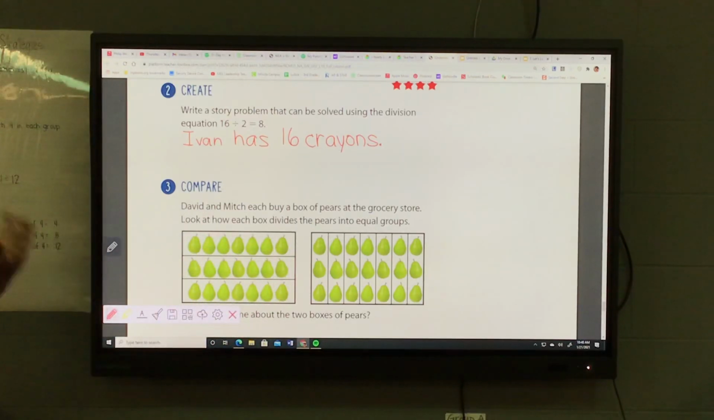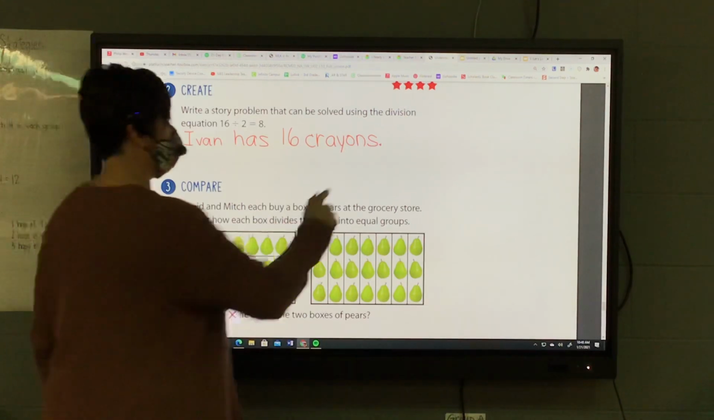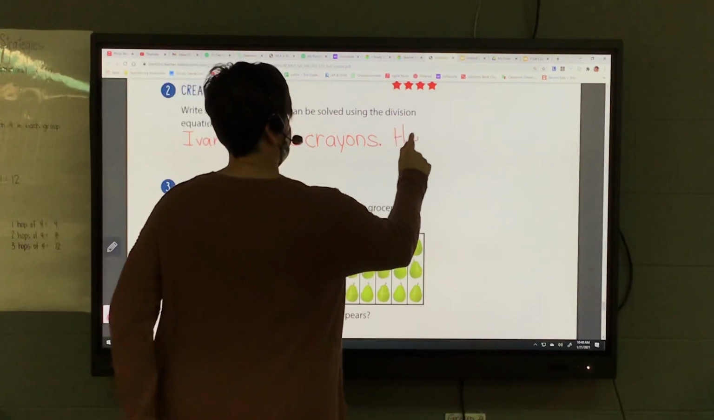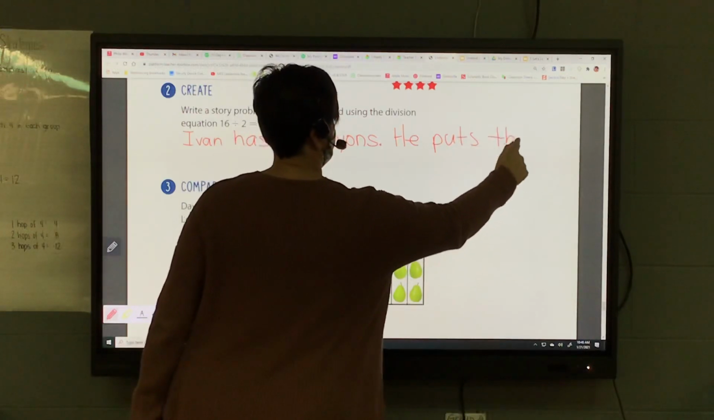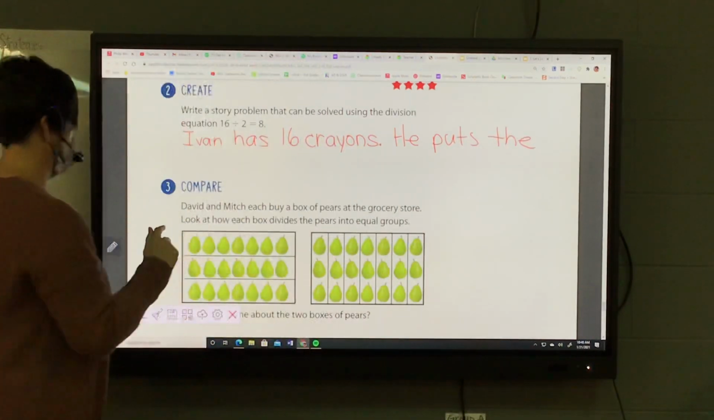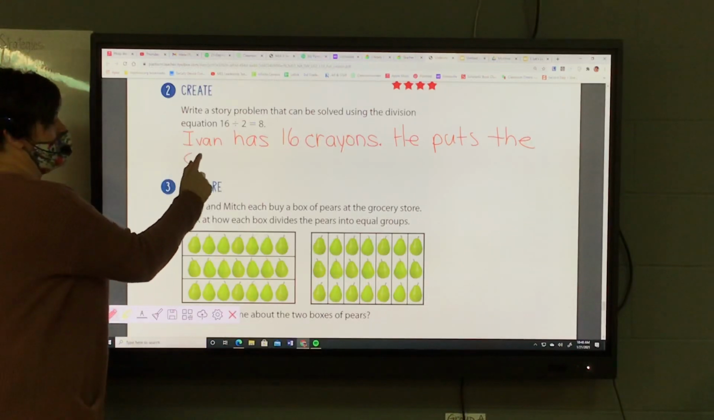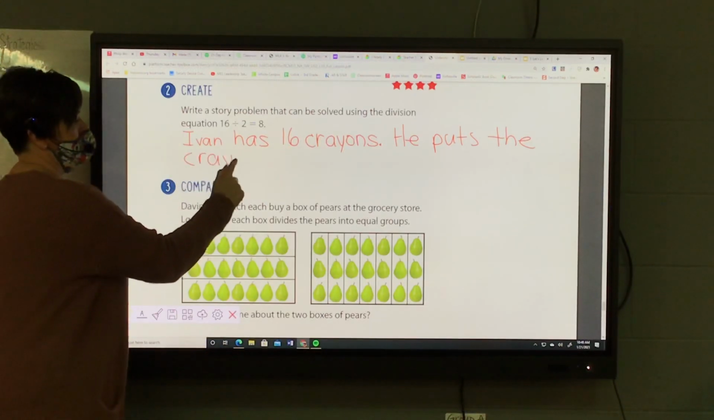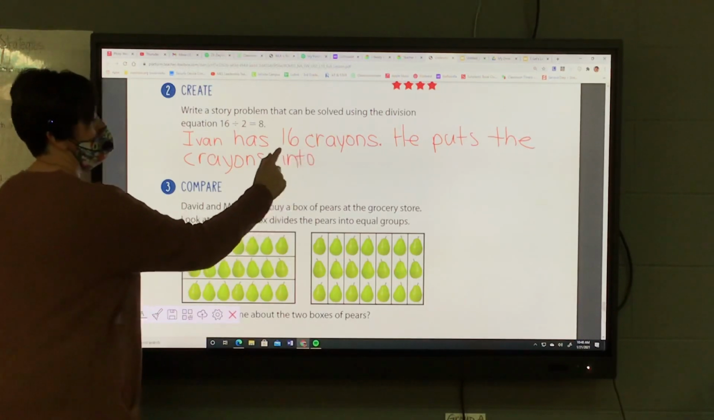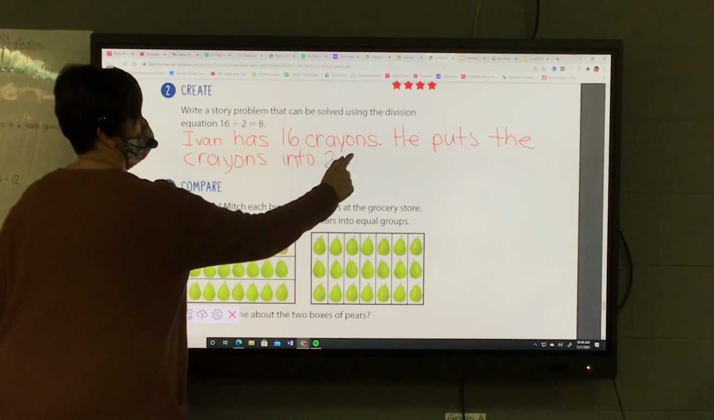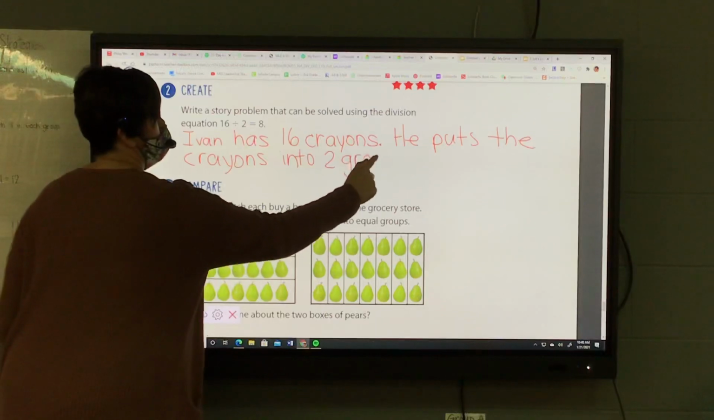Amy, what are you thinking? He puts the crayons into 2 groups. Oh, okay. He puts the crayons into 2 groups. Am I writing big enough for everybody to see okay?